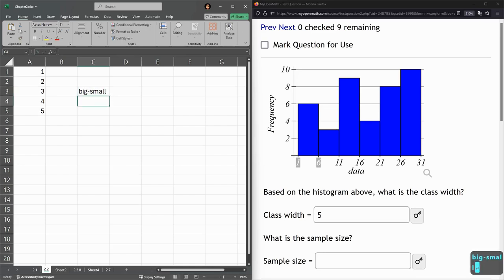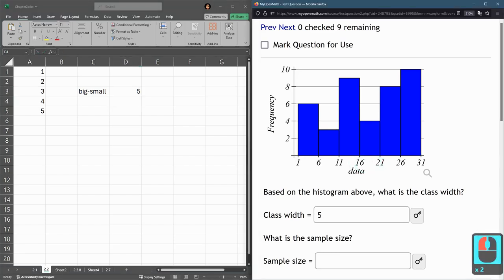Now I know 6 minus 1 is pretty trivial to compute, but sometimes these numbers are not so nice, and you can just subtract two adjacent ones. I can do that with any two adjacent numbers. 21 minus 16, you also get 5. 31 minus 26, you'd also get 5. So that's several ways to get the class width.